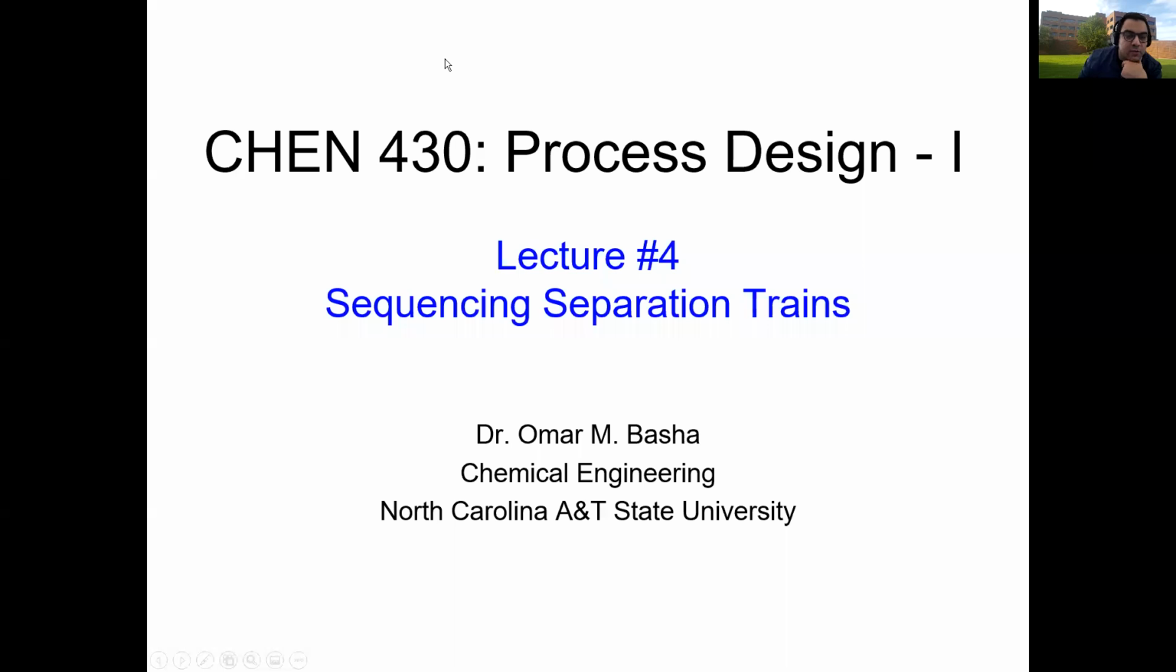Okay, hi everyone. So this is CHEN 430 Process Design 1. This is lecture 4, week 4. We're talking about sequencing separation trains. So we're going to start introducing the idea on how to arrange your separation steps if you want to separate mixtures having more than two components and what's the logic in doing so.